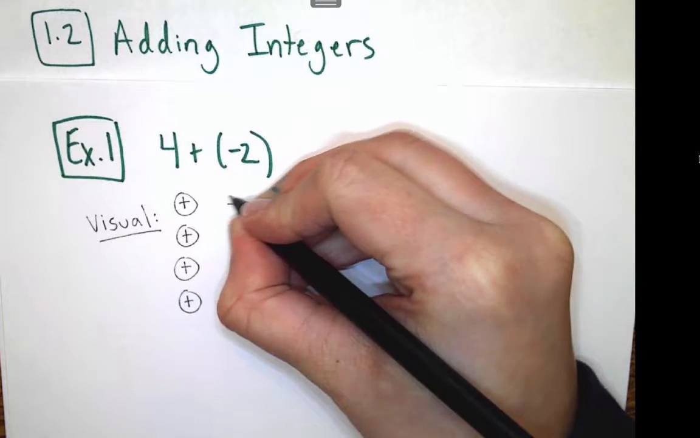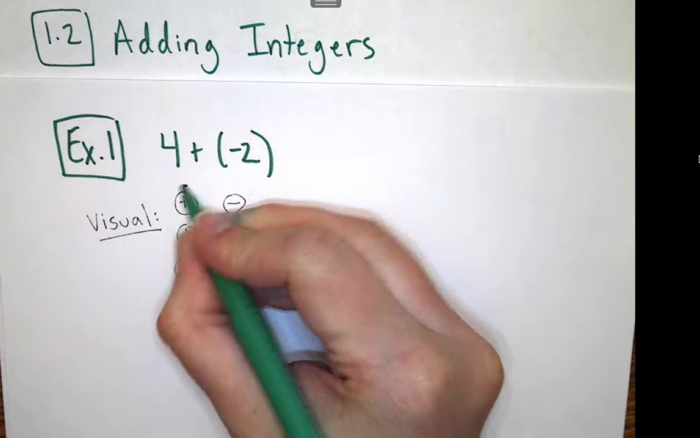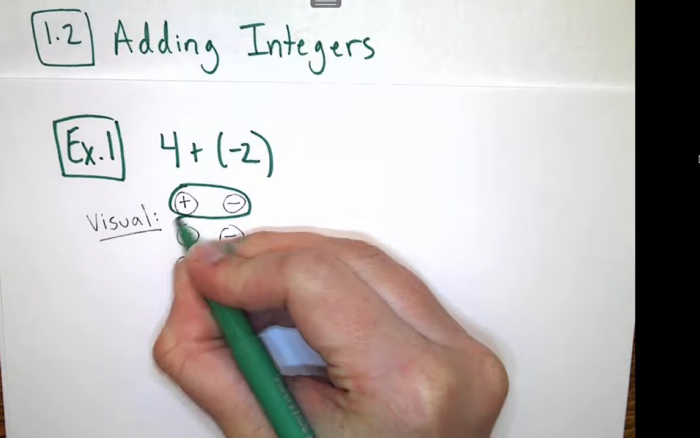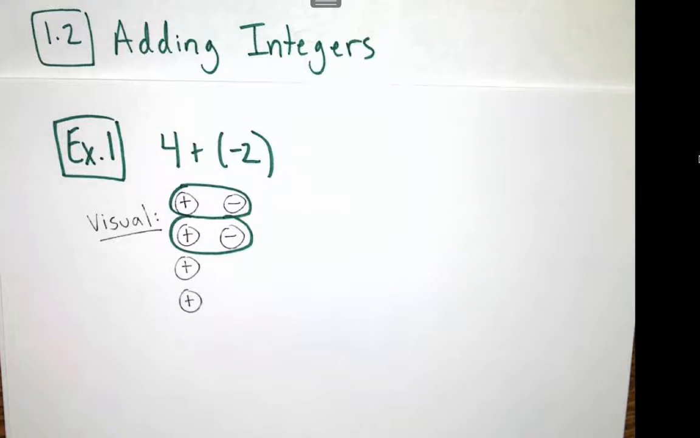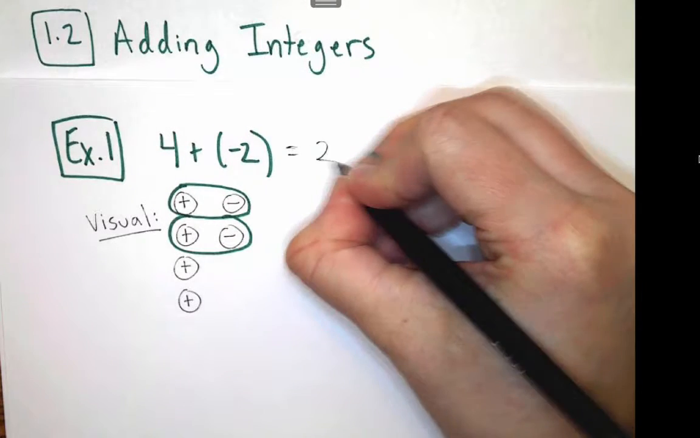That's 1, 2. And what we know about positive and negative numbers is when they come together, they make what we call a zero pair. So I've got a couple zero pairs to get rid of there, and I'm remaining with 2 positive numbers. So my answer is a positive 2.